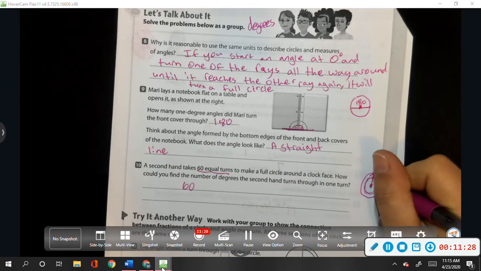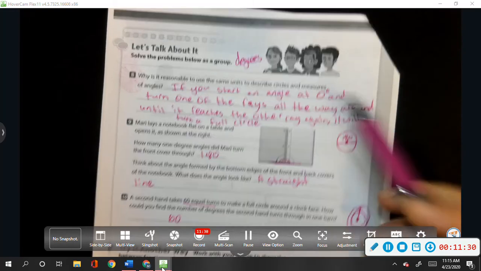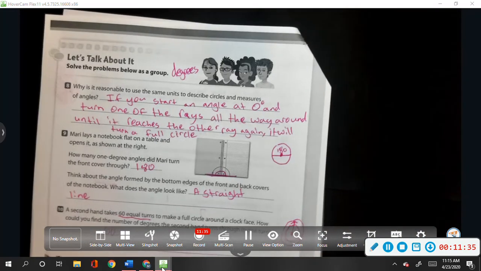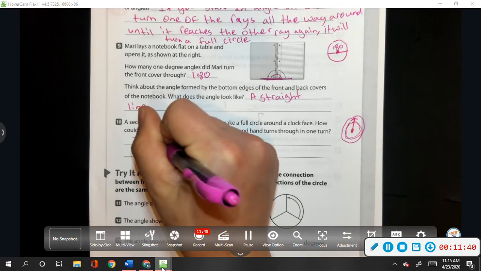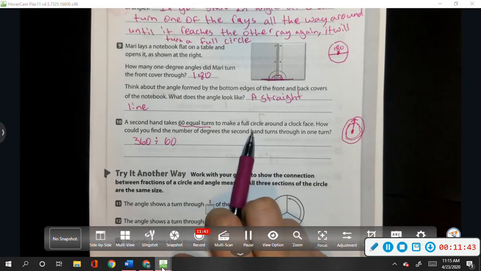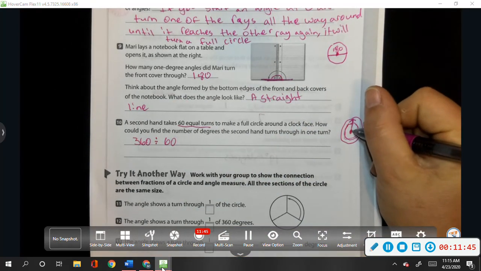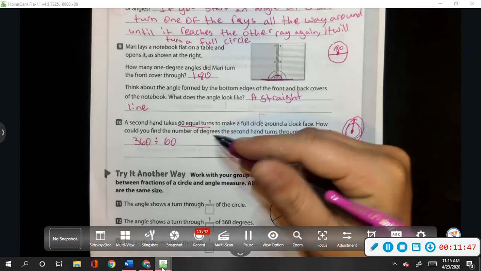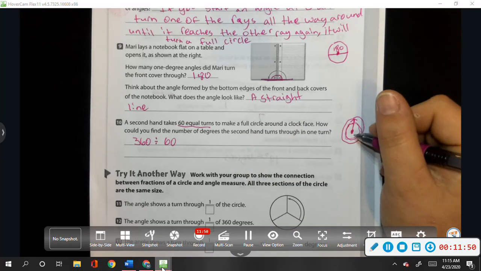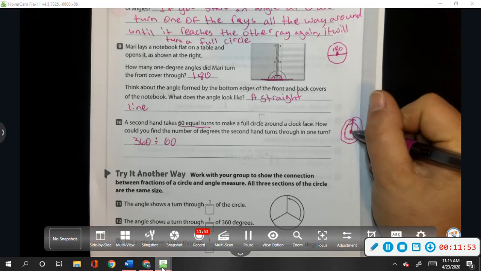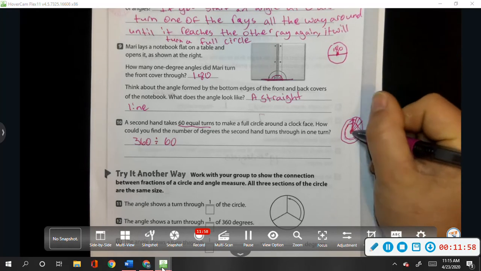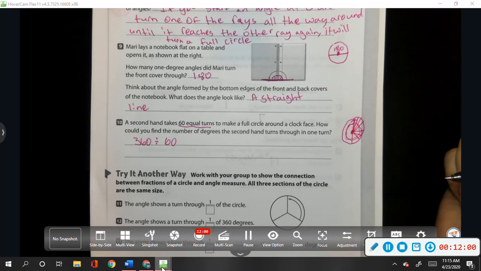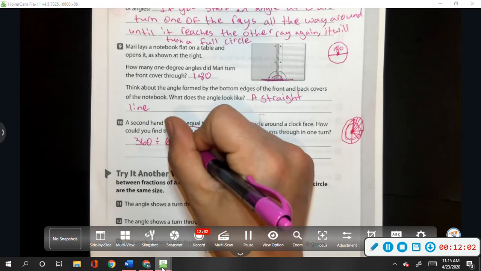We know that our circle is how many degrees? Oh, I didn't write it on this one. Our circle is going to be 360 degrees. And what we're going to do is we need to divide. We need to split these groups up to find out the degree of the angle it turns each single time trying to make it to that 360 degrees. So we're going to divide it up.